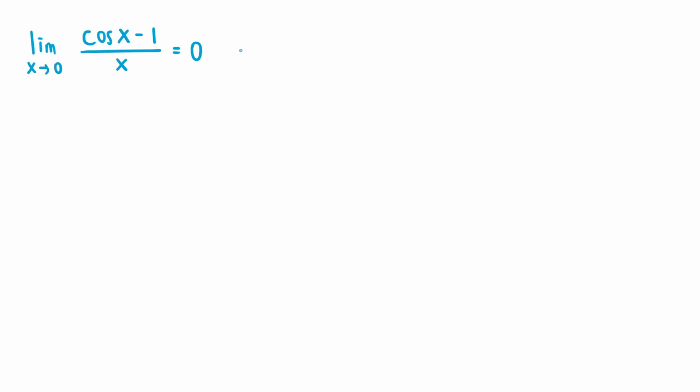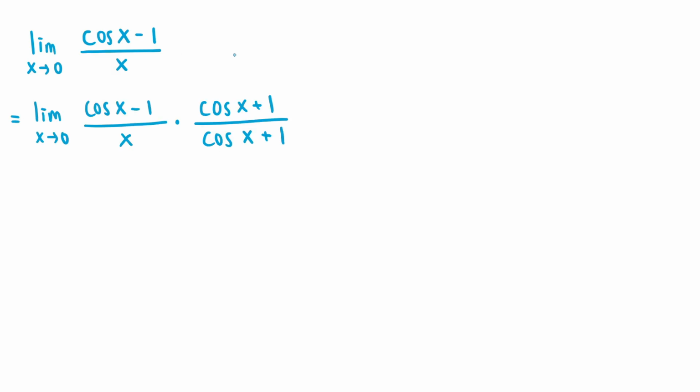The reason we can't use L'Hopital's rule is because to apply L'Hopital's rule, we would need to already know the derivative of cosine of x, and it turns out that to find the derivative of cosine of x using the limit definition of the derivative, we would need to know the limit as x approaches 0 of (cos x − 1)/x.